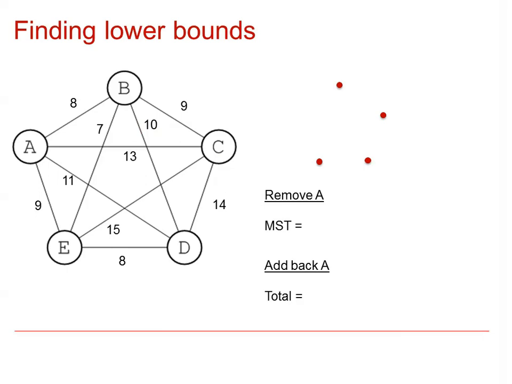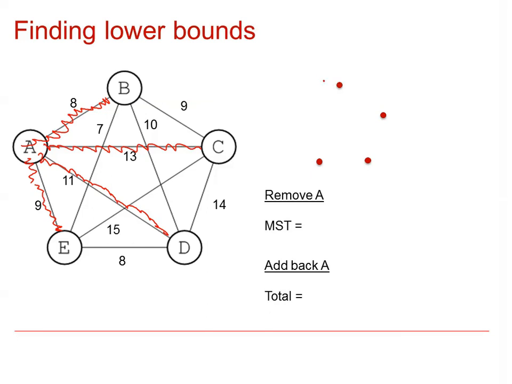Okay, so we're going to try and find a lower bound for this network. We're first going to do it by deleting vertex A and all its edges. So I'm just going to scribble out its edges to remind us that we have deleted them from the network. Now for the remaining network, we need to find a residual minimum spanning tree. We're going to do this using Kruskal's.